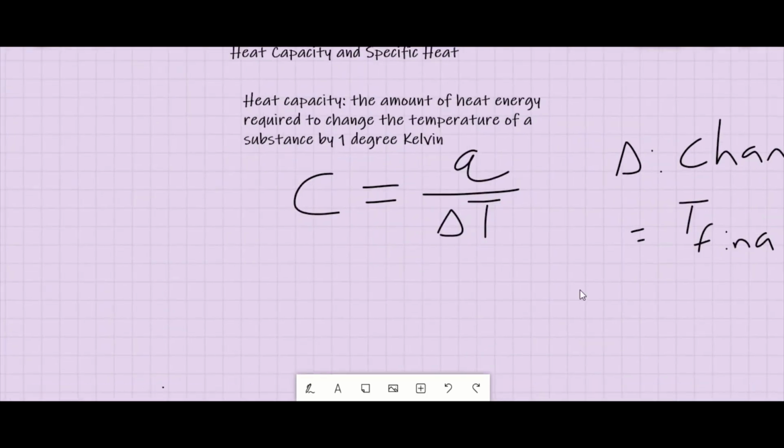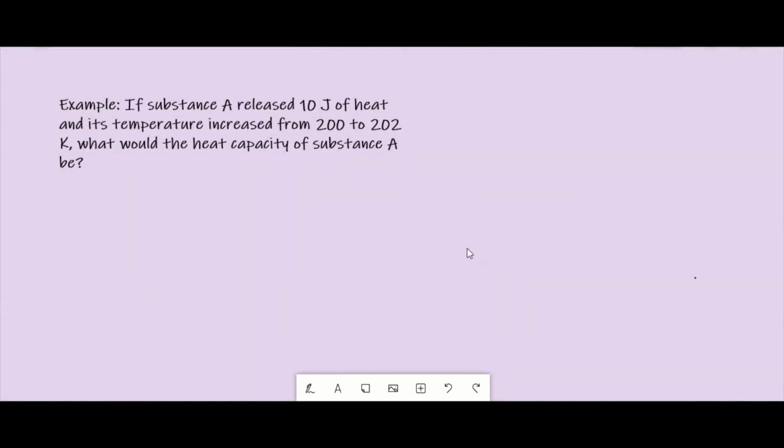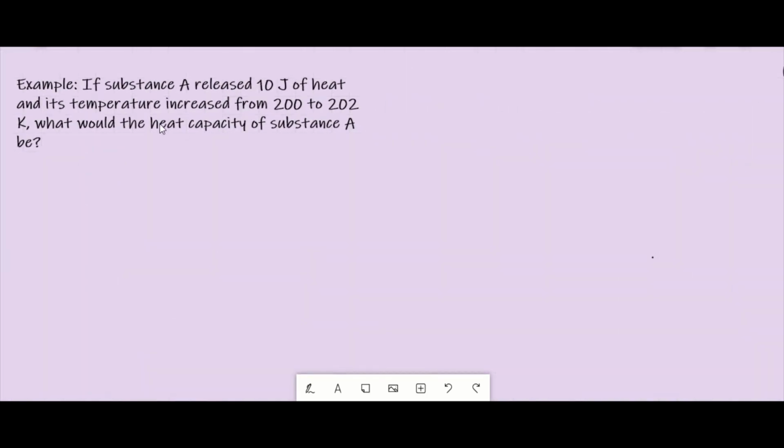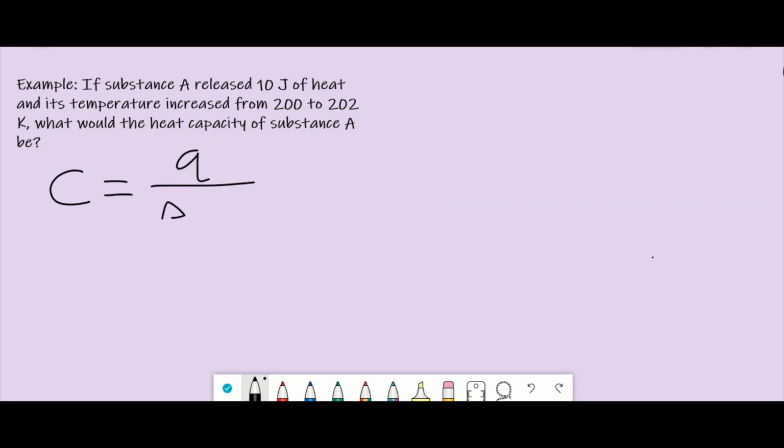An example of a heat capacity question would be this right here. If substance A released 10 joules of heat and its temperature increased from 200 to 202 Kelvin, what would be the heat capacity of substance A? So let's just write it out here. We remember that our equation was C, which is heat capacity, is equal to Q, the amount of heat energy, in this case 10 J, divided by your delta T.